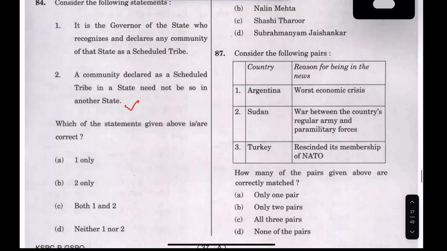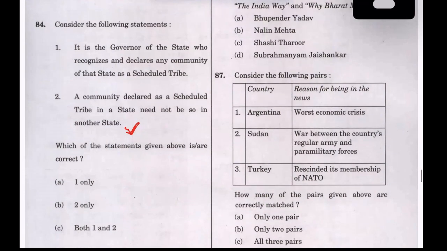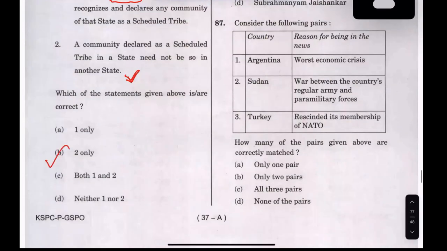It is declared. So if some tribal community is declared in a state, need not be. This is true. Anyone with an anthropology or a sociology background should know this is not. This is definitely true. This is not true. This is the president. This is the simplest of questions. I keep repeating, these are the questions I should be worried about for making mistakes. So this is the answer for this.